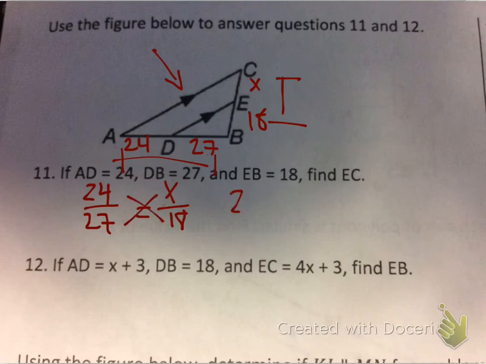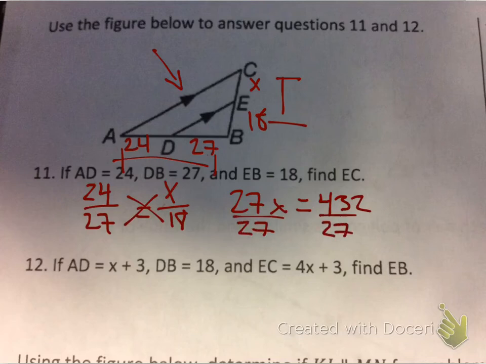Then you can cross multiply and you say 27x is equal to 18 times 24. So 18 times 24 would give you 432. And then you can divide by 27 to get x is equal to whatever it's equal to. Let's see here, divided by 27, I get 16, and there you go.